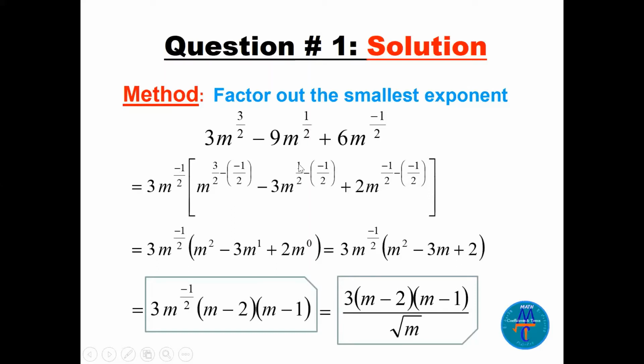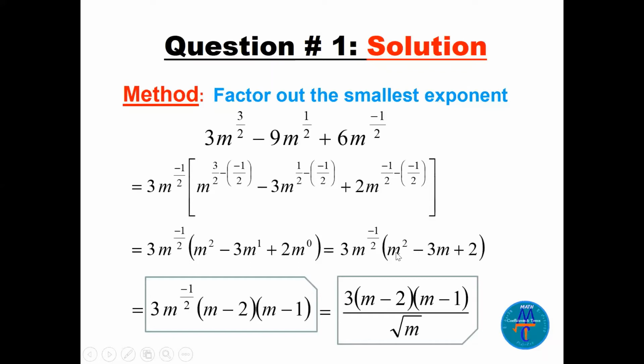Sorry, here we have many minuses you have to deal with. Just take it easy and go slowly. 3m to the power minus half. Now inside here, 3 over 2 minus half. 3 minus 1, 4 over 2, which is 2. So this is simple now, m squared. Now here, half minus half, which is half plus half, 1. See, I write 1 here. And 1 means just m. Now minus half minus half, which is minus half plus half, 0. m power 0 is 1. 1 times 2 is 2.